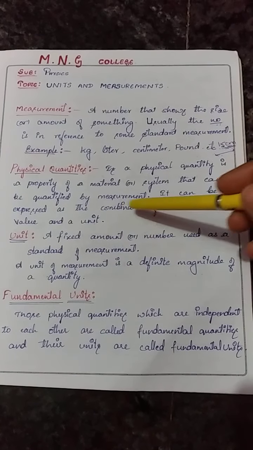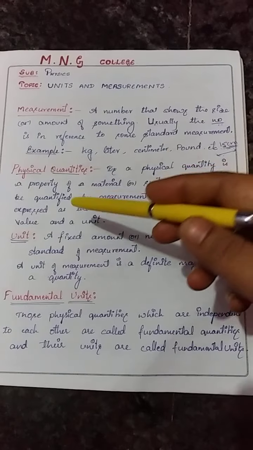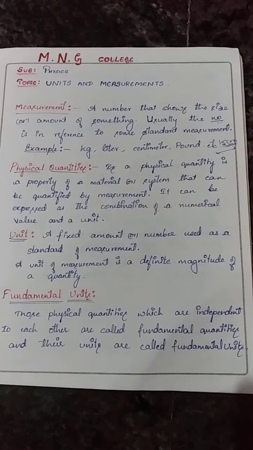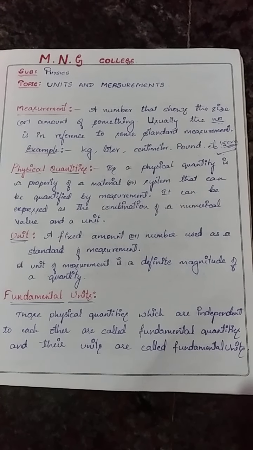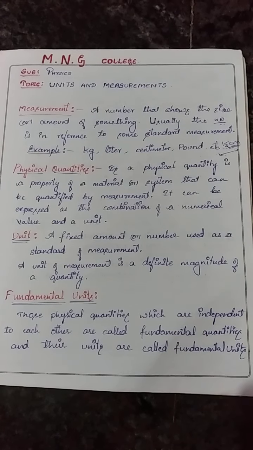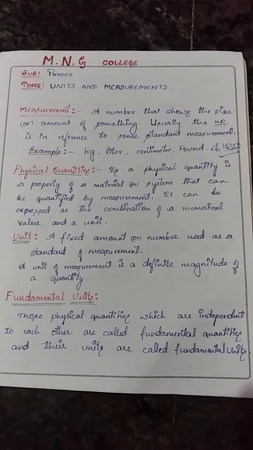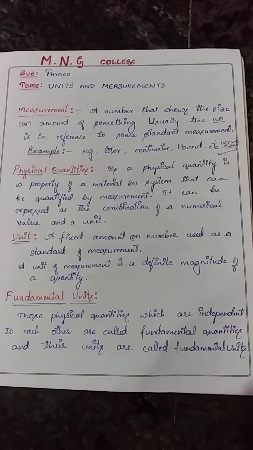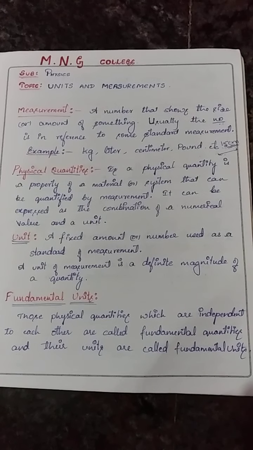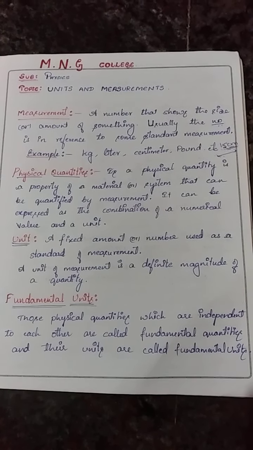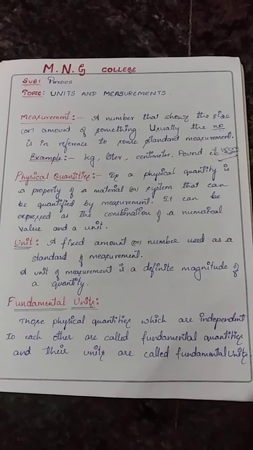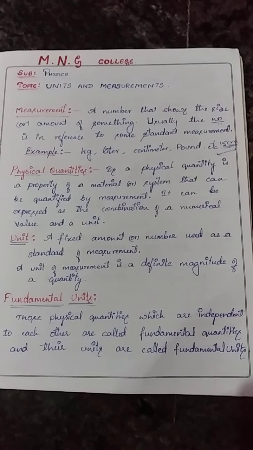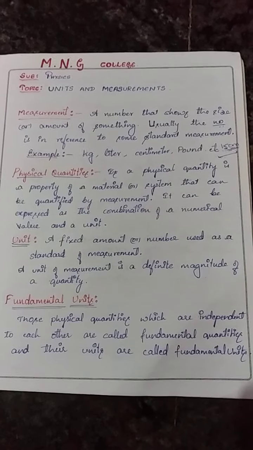Next is the physical quantities. Physical means what? Physically, that object can be seen by the eye in our surrounding nature. Quantities means what? Number or size. It is a property of a material or a system that can be quantified by measurement. It can be expressed as a combination of a numerical value and a unit. Means the naturally occurring object can be measured, that we call physical quantity.